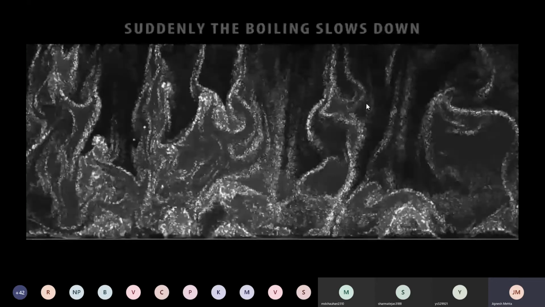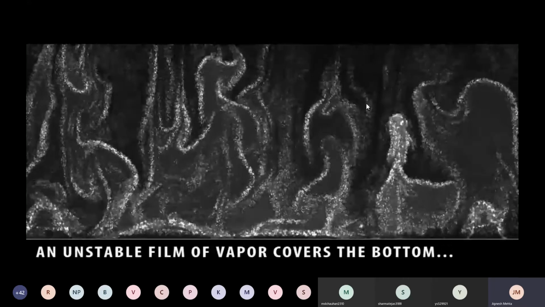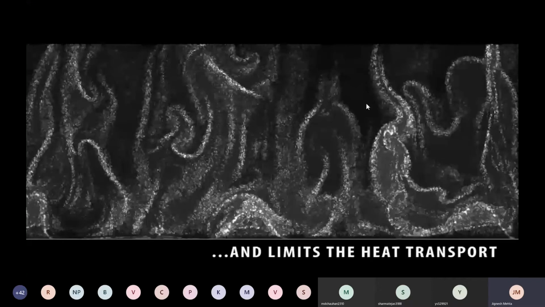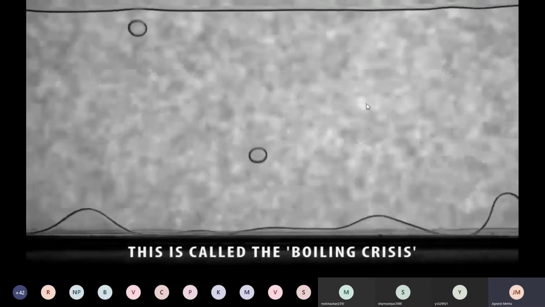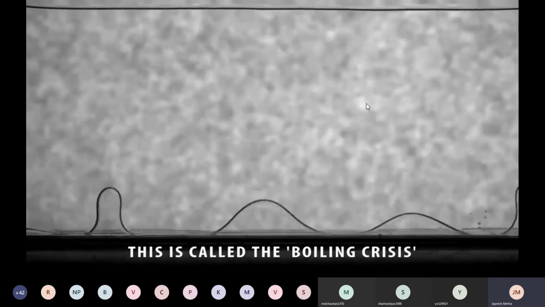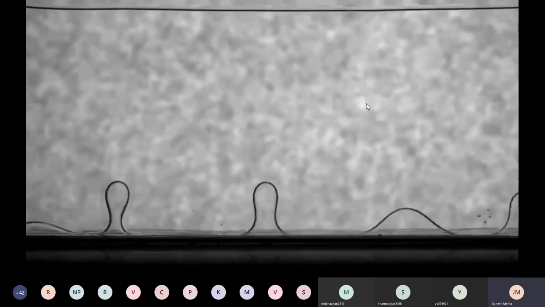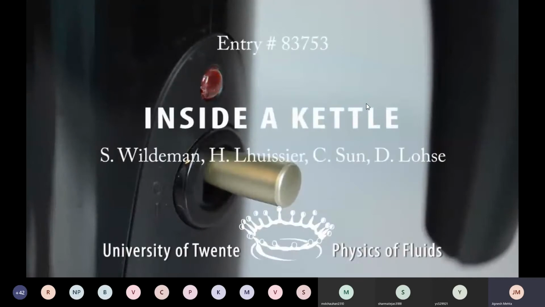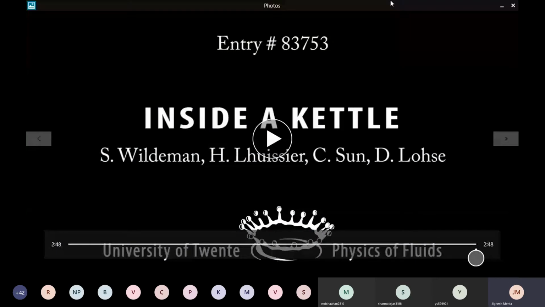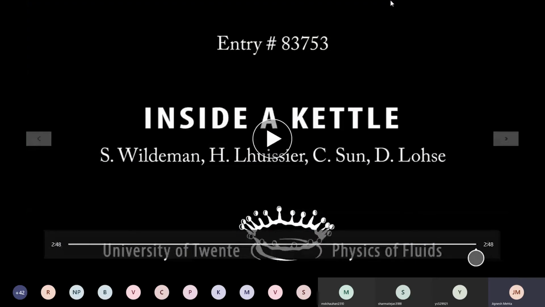Now if the temperature is high enough, you can see those vapor pockets getting generated. This unstable film, as it is shown, that is transition boiling. You can see how dynamic the phenomena is. And then there is something called critical heat flux and boiling crisis. So we'll talk about that when I show you the boiling curve.